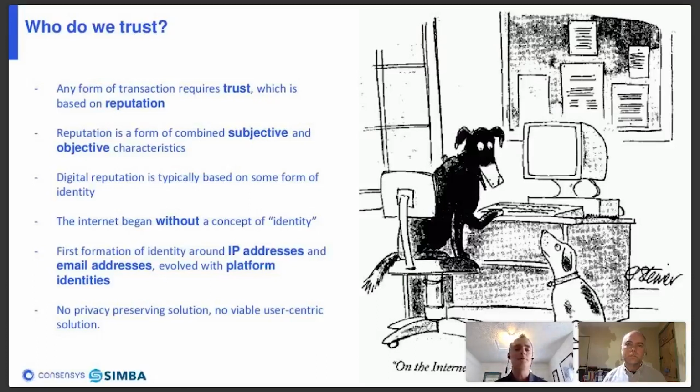Originally, the internet wasn't built with this concept of identity. We had the original IP addresses to make sure that we were sending communications machine to machine in the right way. And then we eventually augmented that with the concept of email addresses. But we had no guarantee about who was controlling those email addresses.